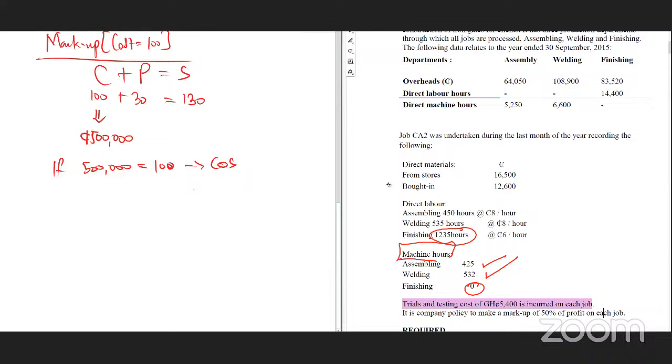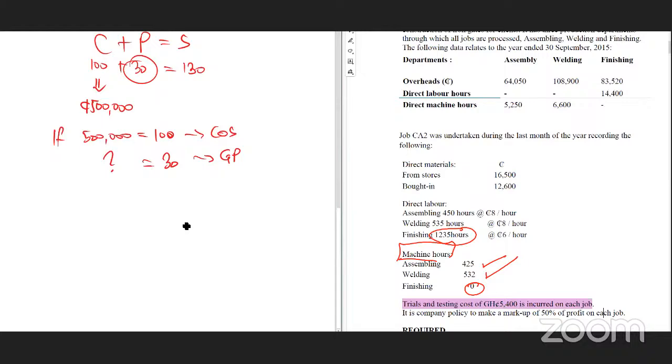Then if I want the gross profit, it will be equivalent to what percentage? Is it not 30%? So this 30, we don't know its monetary equivalent, do we? We don't, right? So will it be less or more? It will be less. So if less, we divide. So if I want my gross profit, it will become 30 out of the 100 times the 500,000 cost. Do you guys get it? Is it clear to everyone?